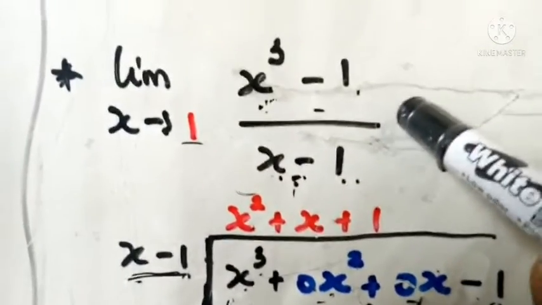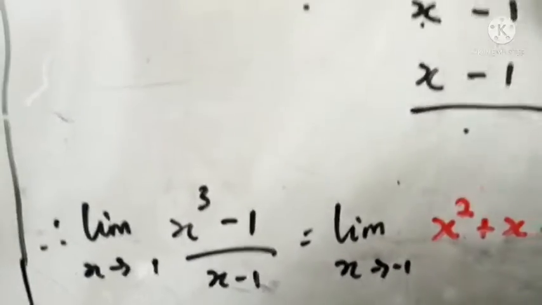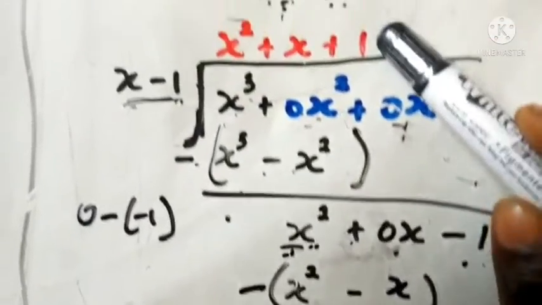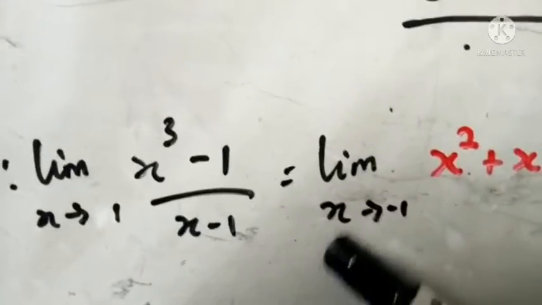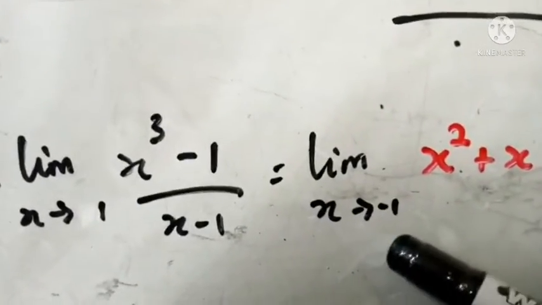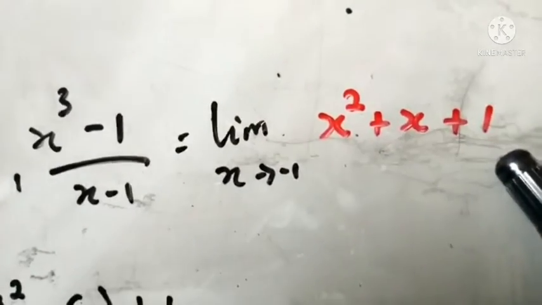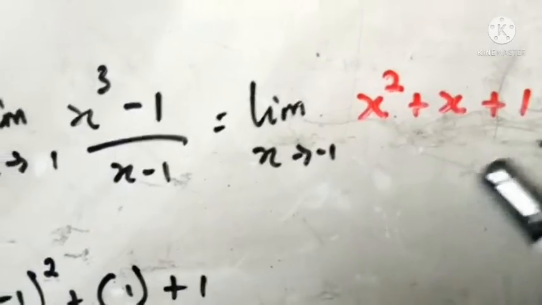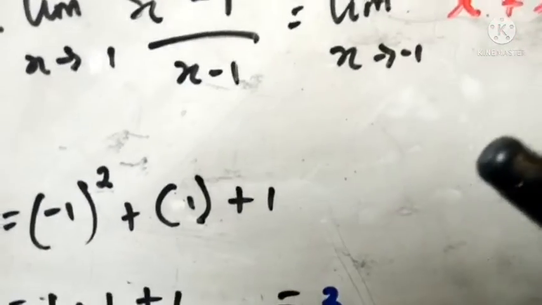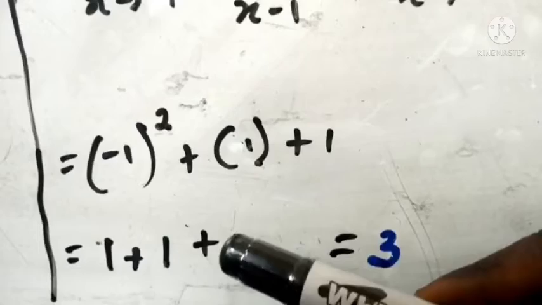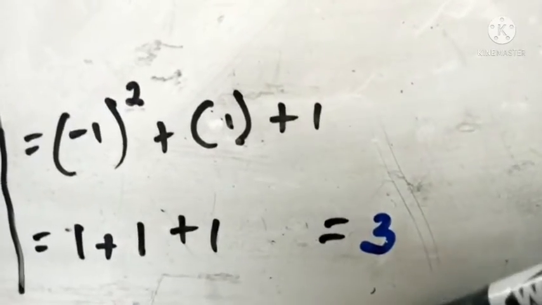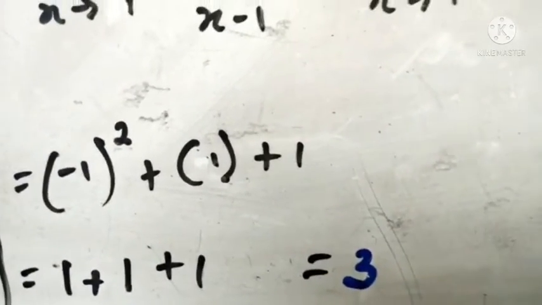Now the limit here tends to be what? After calculating, the answer that you got at the top is exactly what you are going to pick. So the limit as x approaches 1 tends to be x squared plus x plus 1. This is very straightforward, so we can just plug in x equals 1. You should get your answer to be 3. So this is how simply you solve this type of problem.